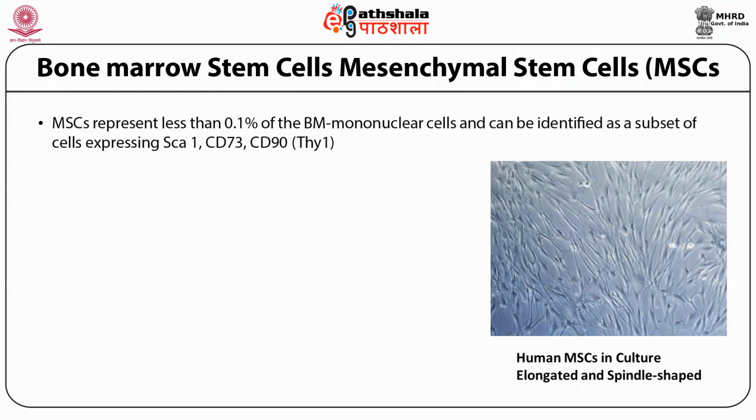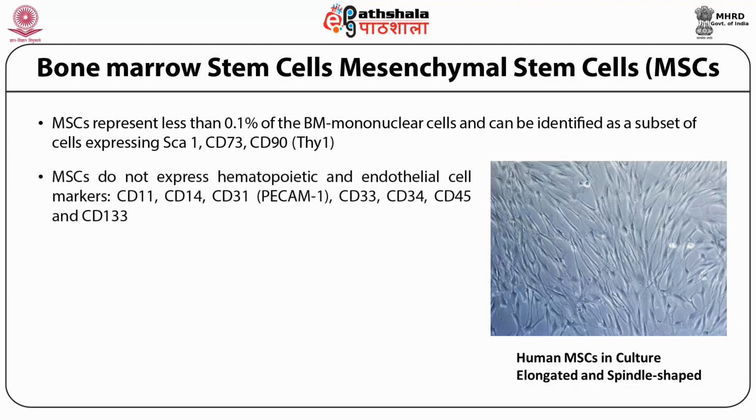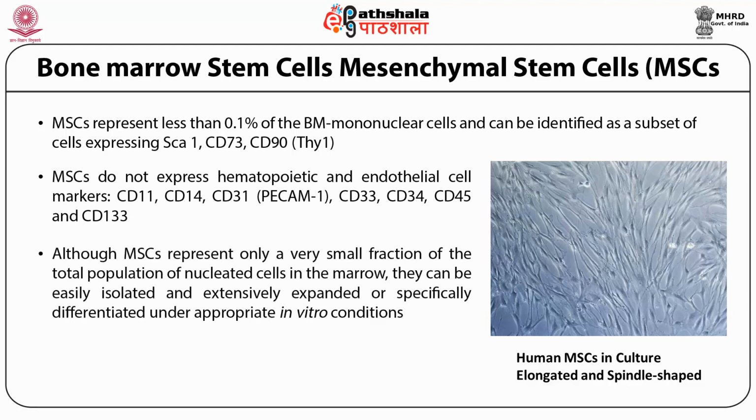After the hematopoietic stem cells, about 0.1% of the bone marrow cells represent the mesenchymal stem cells, which express markers such as SCA1, CD31 and CD90. These cells are negative for hematopoietic and endothelial markers, so they can be easily differentiated from these two types of cells. Although these cells represent a very small fraction in the bone marrow, the good part is that they can be easily isolated, they can be extensively expanded, and they can be easily differentiated into a number of cell types if they are given proper in vitro conditions.